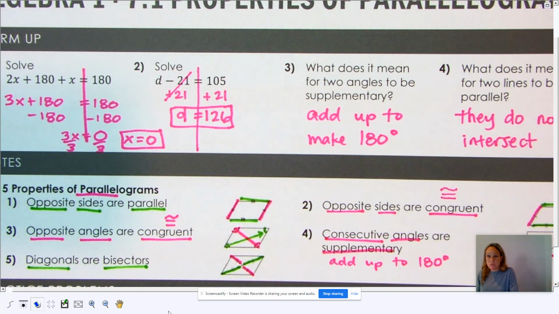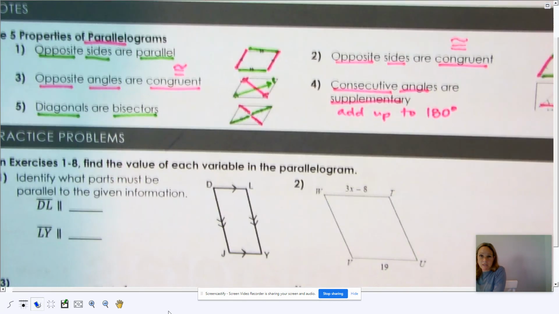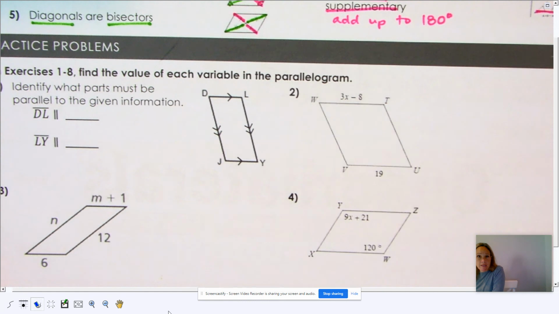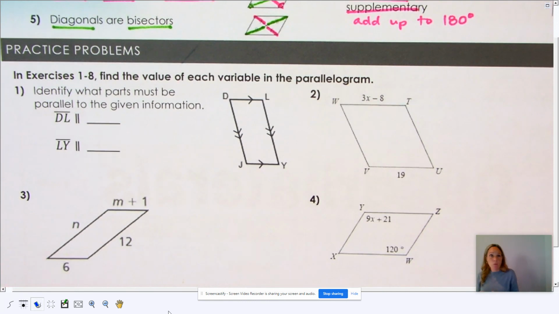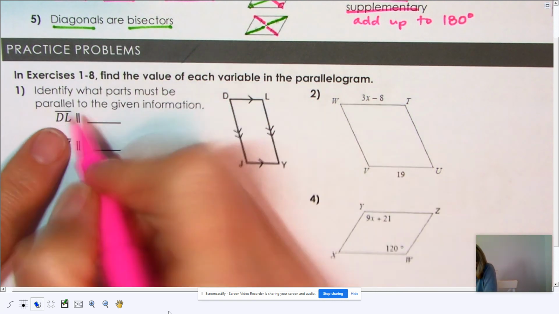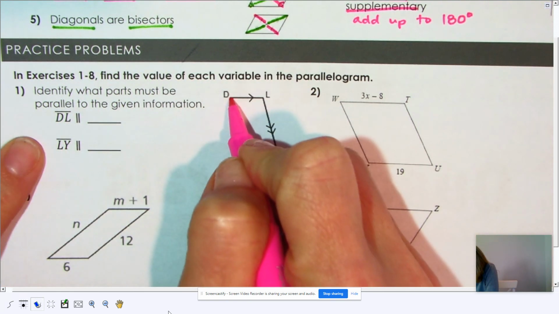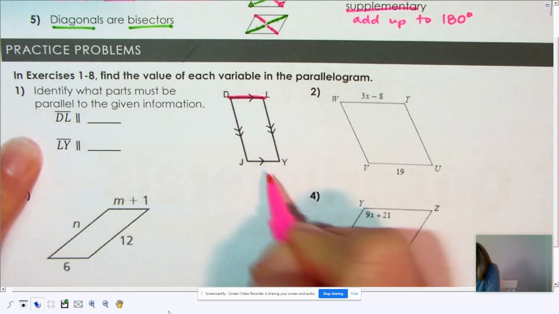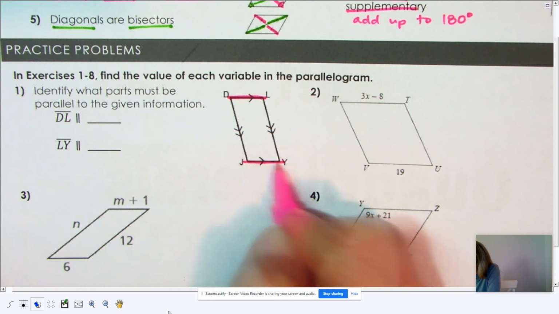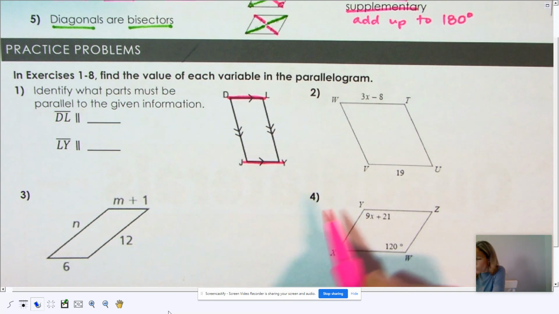Okay, so now we're going to do some practice problems together. So question number 1 here says, identify what parts must be parallel to the given information in order for it to be a parallelogram. So I'm going to start by finding D and L on my figure. So I have D and L. So then I need to think, well, what one has to be parallel to that? Well, that would be from J to Y.